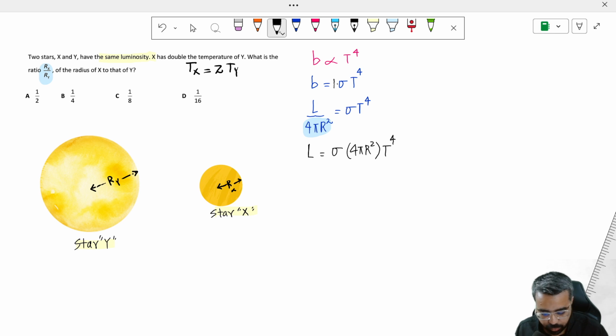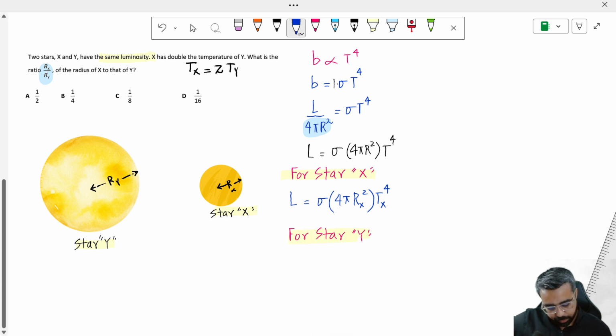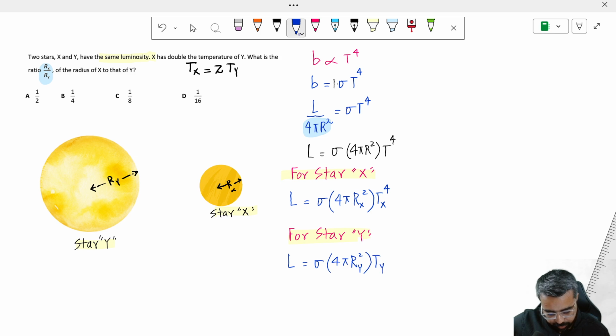Now you can simply solve because we have got an equation. So for star X, students, you know that they both have the same luminosity. So I will write L is equal to sigma, a constant, into 4 pi Rx square, and the temperature is Tx raised to power 4. And in the same manner, we will write an equation for the star Y. What should we write? Same luminosity, so L is equal to the constant into 4 pi Ry square Ty raised to power 4.